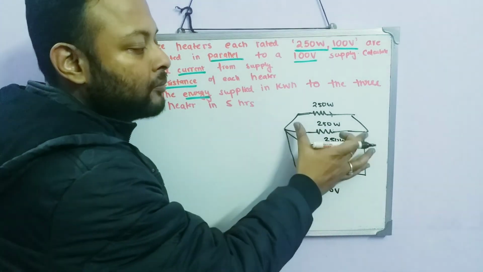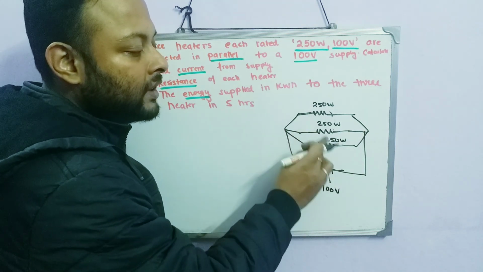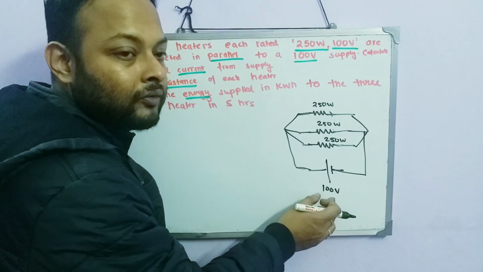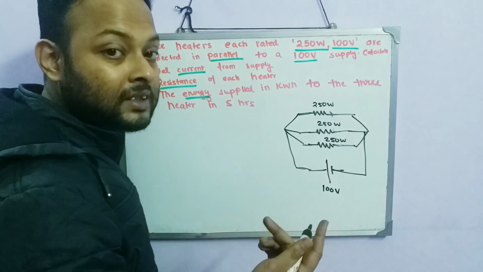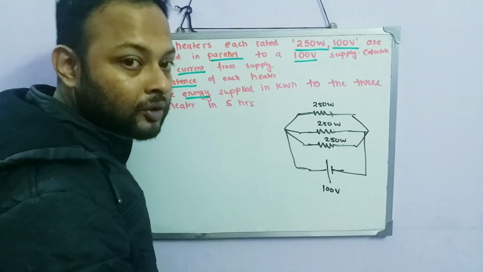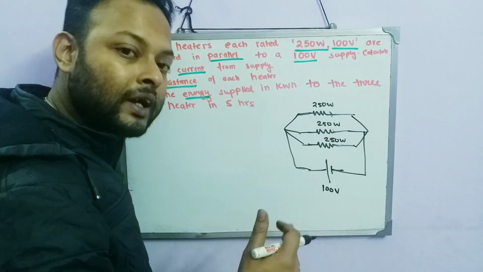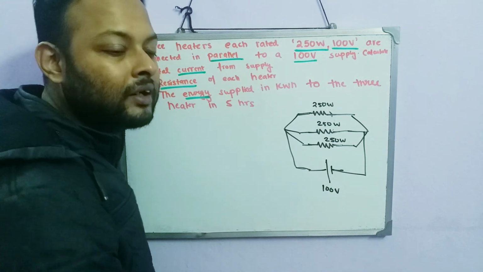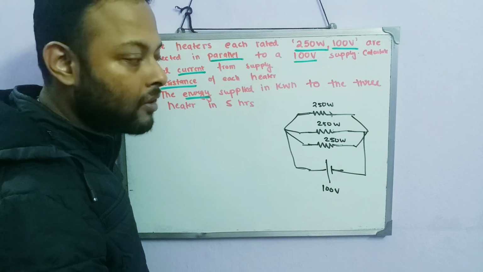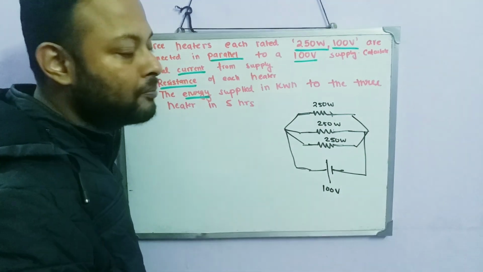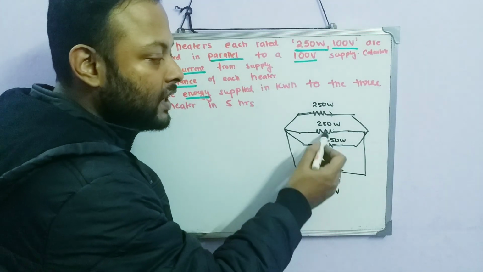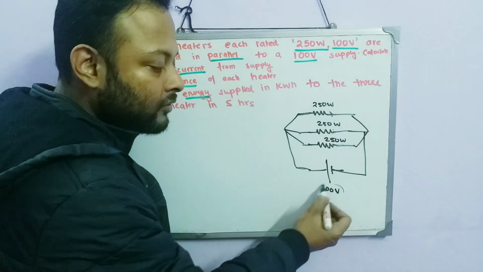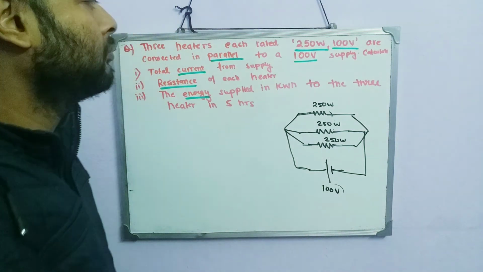And since they are connected in parallel, all of the heaters will be getting all the 100 volt. So they are not connected in series. In series there is a potential drop. So the first heater will get 100 volt, but the second and the third heater will not get the 100 volt. They will get reduced, lesser voltage. So that is why all the heaters are connected in parallel, so each heater gets this 100 volt supply.